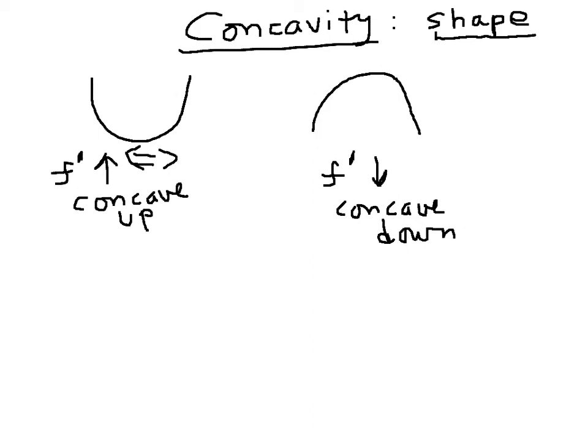And the derivative of the first derivative is the second derivative. Similarly here, our conclusion is that the second derivative must be negative. So what we learn from this is that a graph will be concave up exactly when the second derivative is positive, and a graph will be concave down exactly when the second derivative is negative.